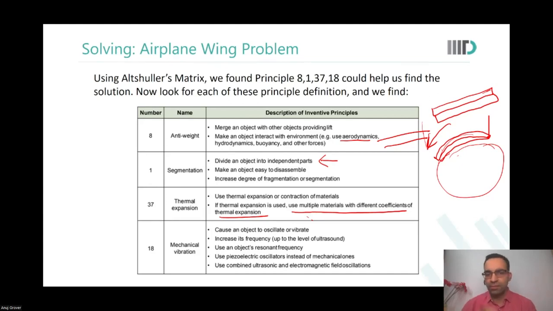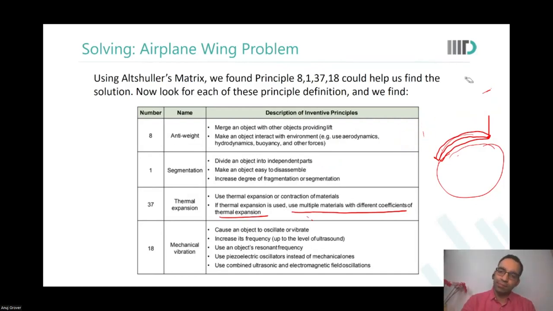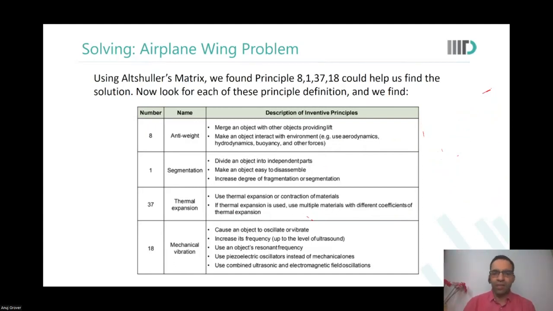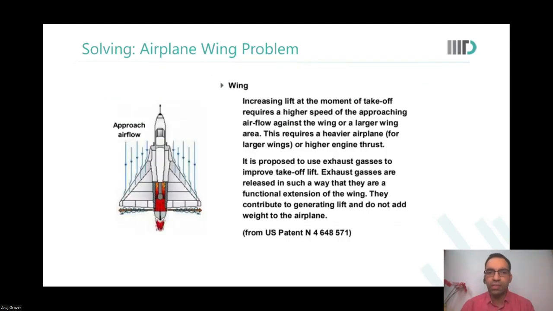Okay, doesn't matter. But thermal expansion: use two materials so that you could get the function done easily. We can't use it for the aeroplane though, but yeah, that is the inventive principle I was just sharing. And mechanical vibration, there are details of the mechanical vibration idea also.